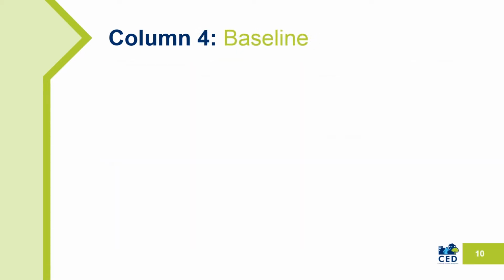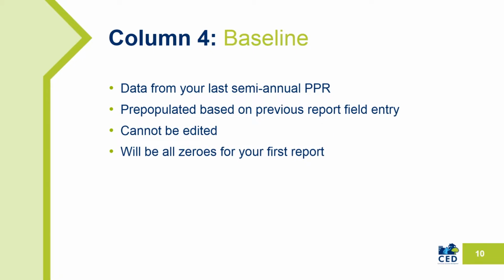The baseline column displays the data that was entered in your previous PPR. This column is automatically populated and is not editable. This column and the data in it provide the ability to compare data from 6 months ago with new data, the progress that has been made. This column will be 0 for your first PPR.